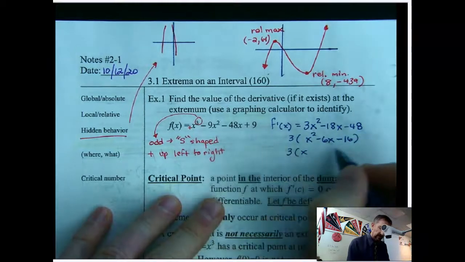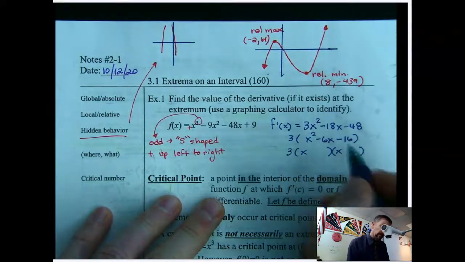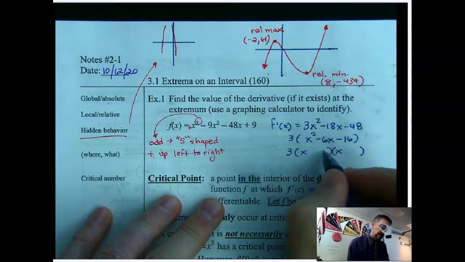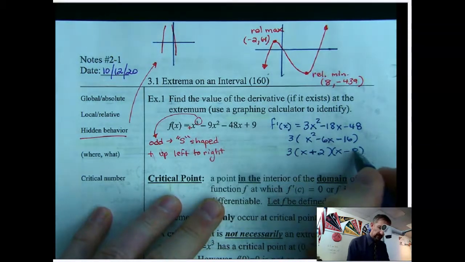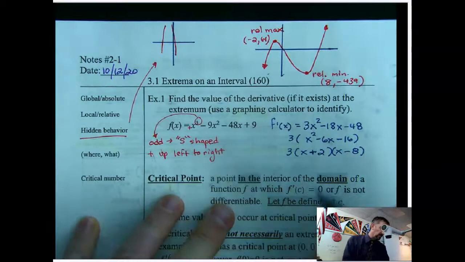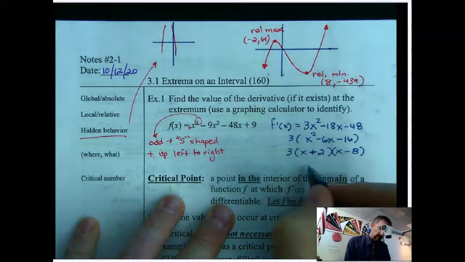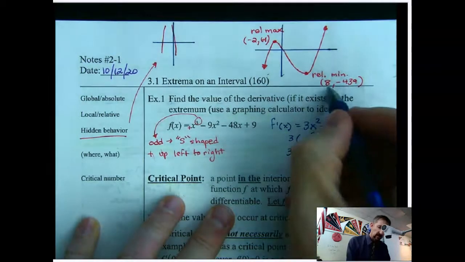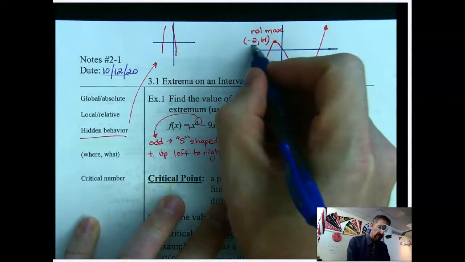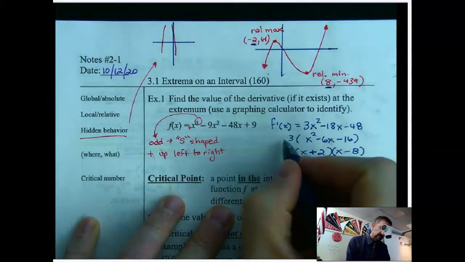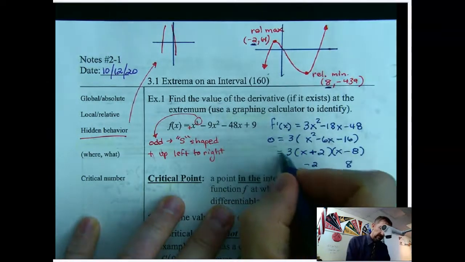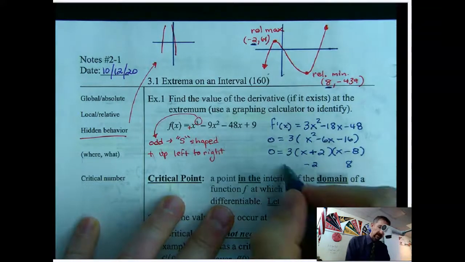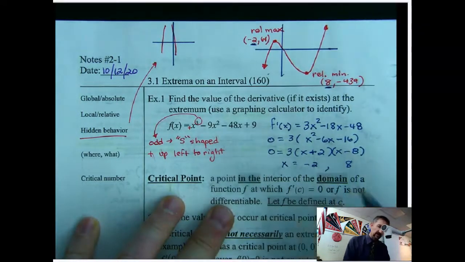So that's, let's see what happens here. So 2 and 8, -8 plus 2, so +2, -8. So if we look at that, we get x equals -2 and x equals 8. And if we look, what were those when we set the derivative equal to 0? If we set the derivative equal to 0, then x equals -2 and 8.